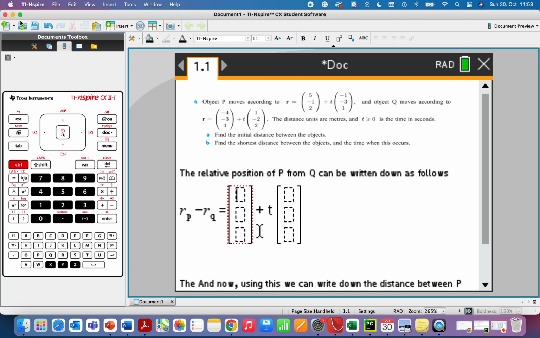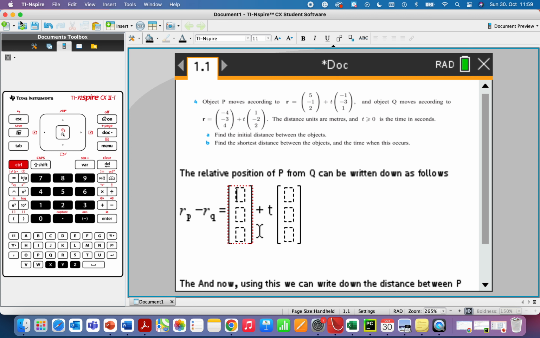So as you read the question, you've got object P with a position and object Q with a position. And so the question asks about the initial distance between the objects. So that would suggest t equals 0. And part B, the shortest distance between the objects and the time when this occurs. I suppose we could also infer whether the objects collide or not once we've answered part B.